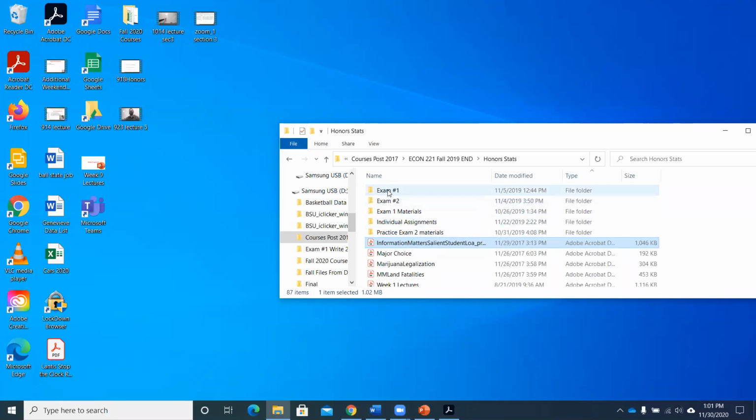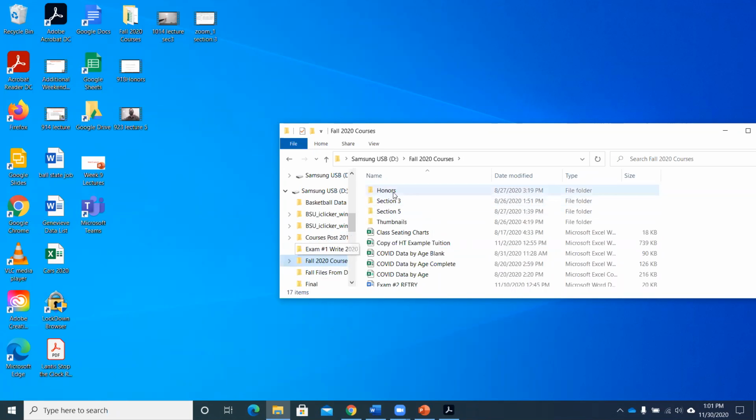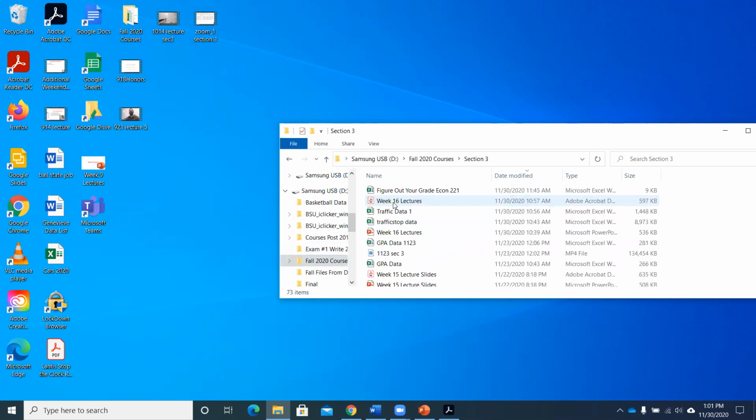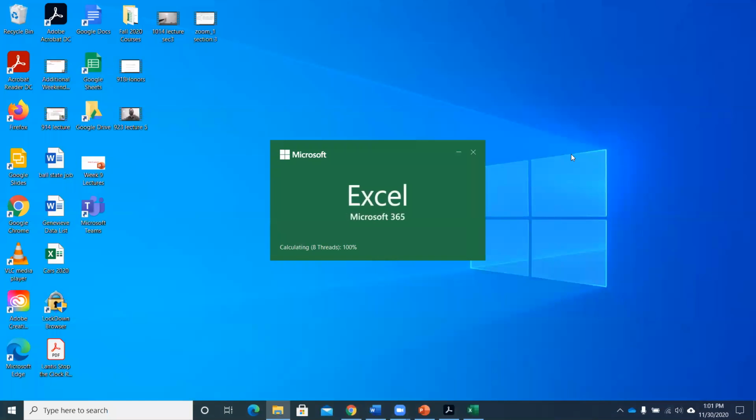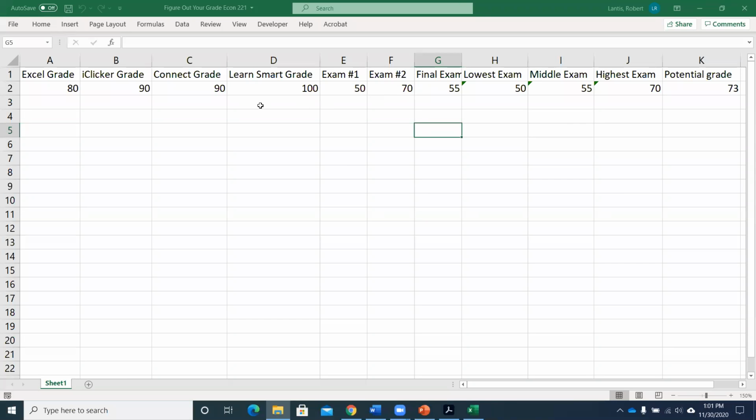So let me see. I don't have yours set, but I'll get it together here. Here we go. So I'm going to put this Excel file up. Now this is for my other classes, so it's going to be a little bit different for you because you'll have an individual assignment category as well. But if you go to Canvas, you can see what your grade is across all the Excel assignments. You can see your average iClicker score, your average Connect, Learn Smart, and then you will have your average individual assignment as well.